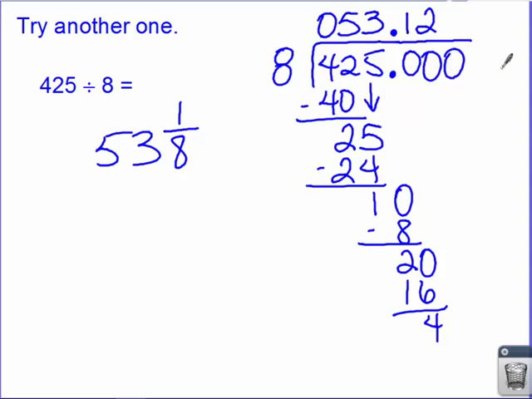And you continue adding zeros until one of two things happens. 1, we end up with the remainder of 0. Or 2, you determine that there is a pattern of repeating numbers, or repeating digits.